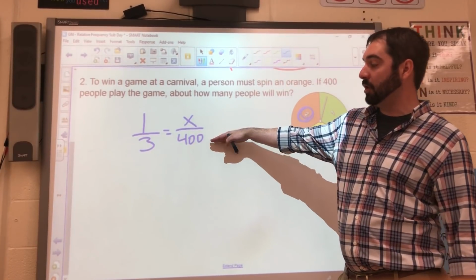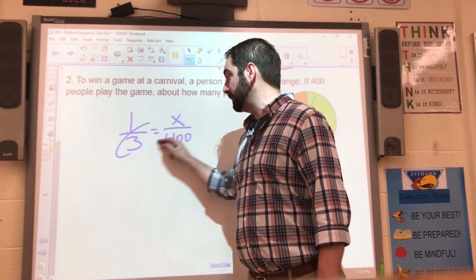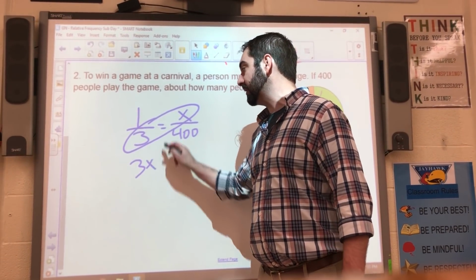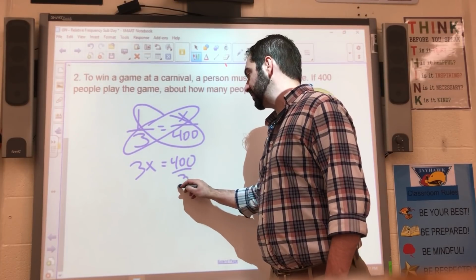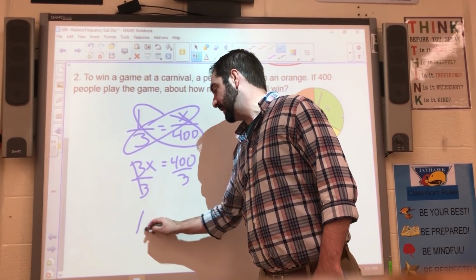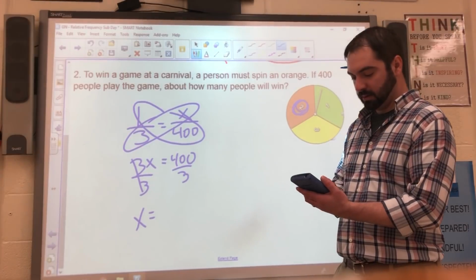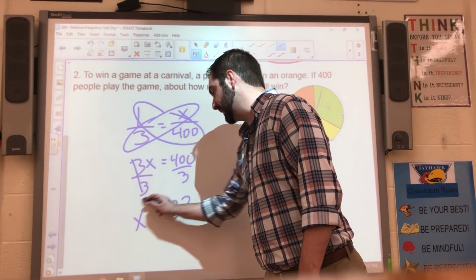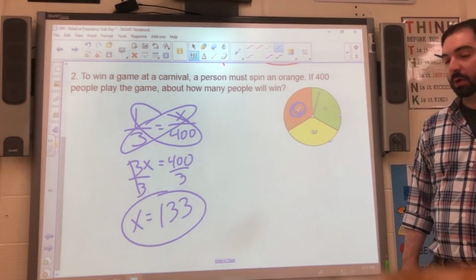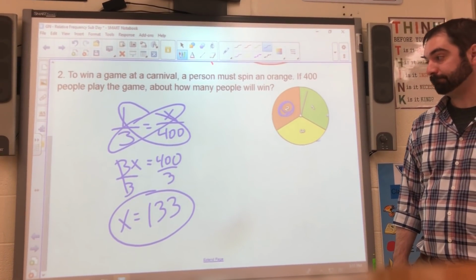Again, what we're looking for over our totals. Cross multiply, 3 times x, 3x. 1 times 400 is 400. Divide each side by 3, the coefficient. X equals 400 divided by 3, which is approximately 133. Again, you get a decimal, but we're going to keep it to a whole number, 133.